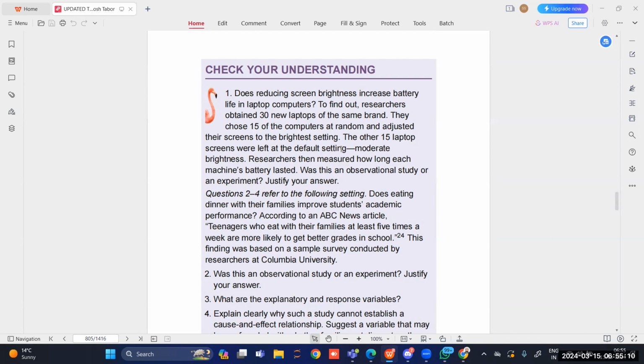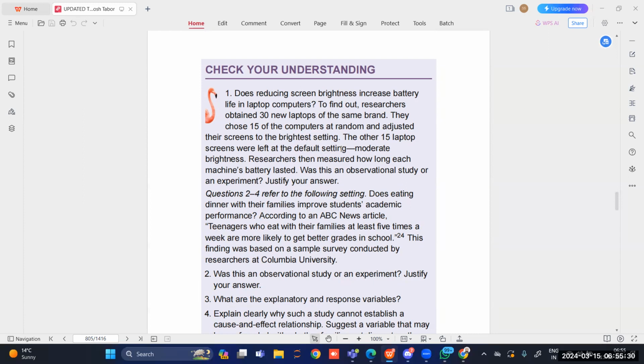Very clear. Tell me, come on. Is this an observational study or an experiment? It's an experiment. Yes, it will be an experiment because they assign it. Correct, correct. Yes.